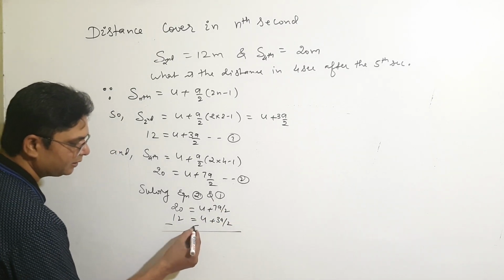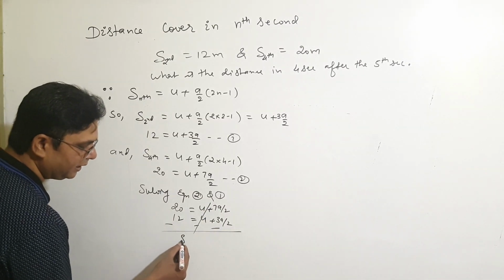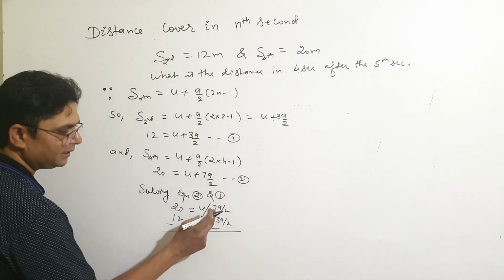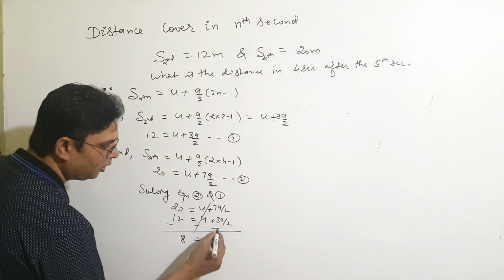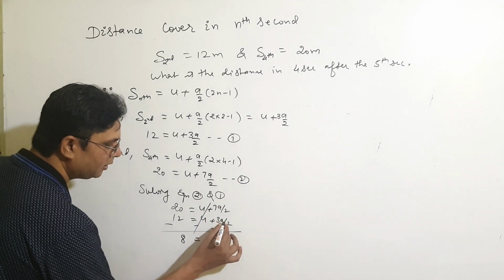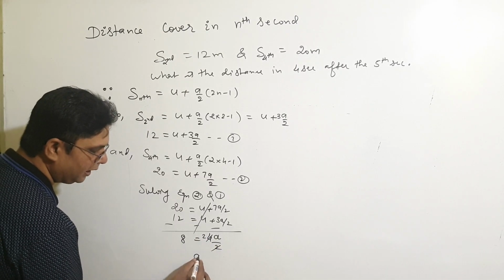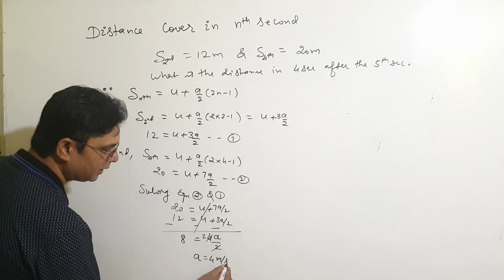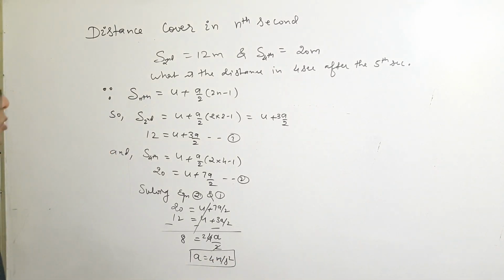Let's subtract. Cancel the u. 20 minus 12 is 8 here. And on the RHS, 7a by 2 minus 3a by 2 means 4a by 2. You have 4a upon 2, which is 2a. So 8 equals 2a, and a is equal to 4 meter per second square. Thus you get the value of a, which is 4 meter per second square.